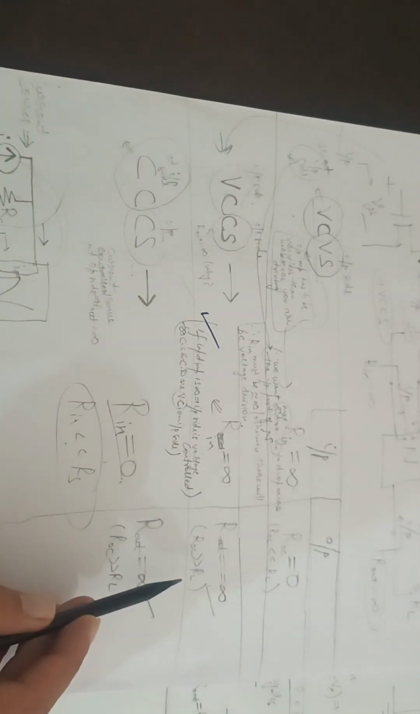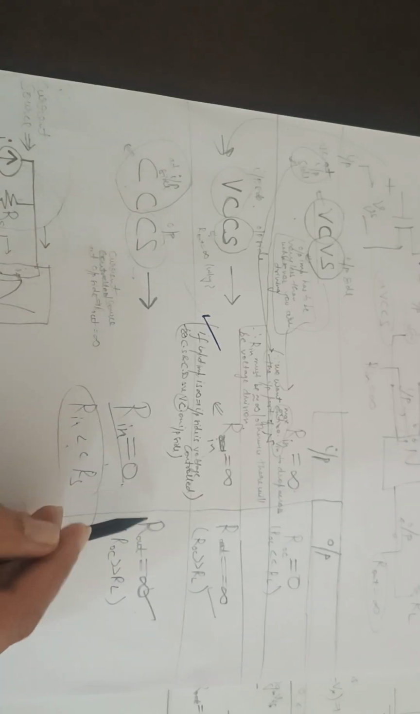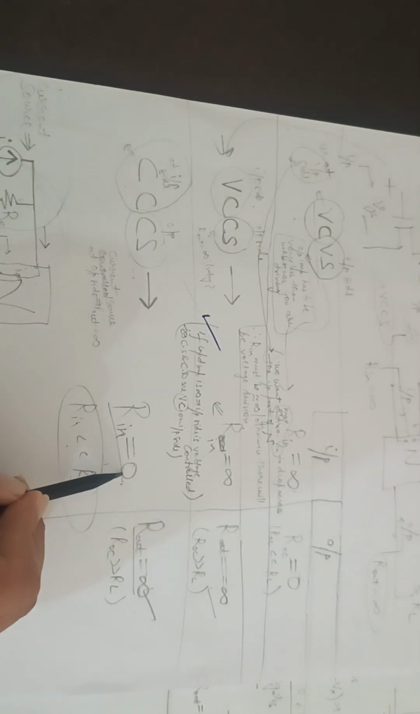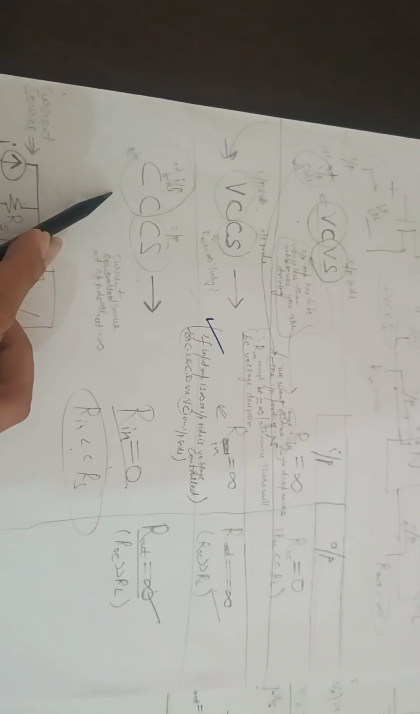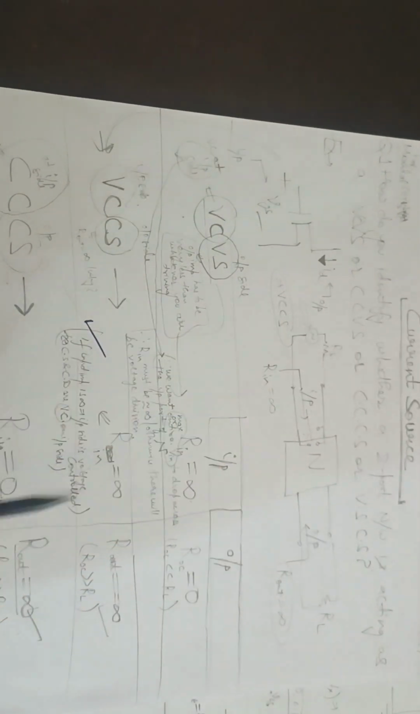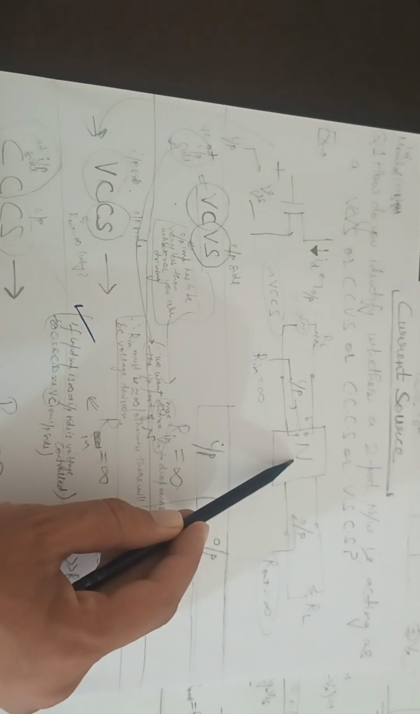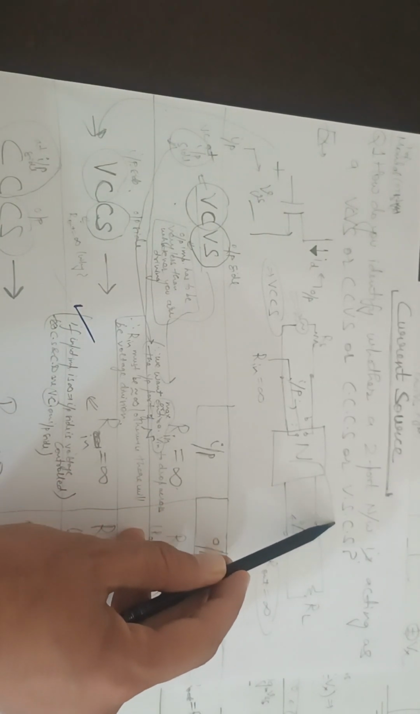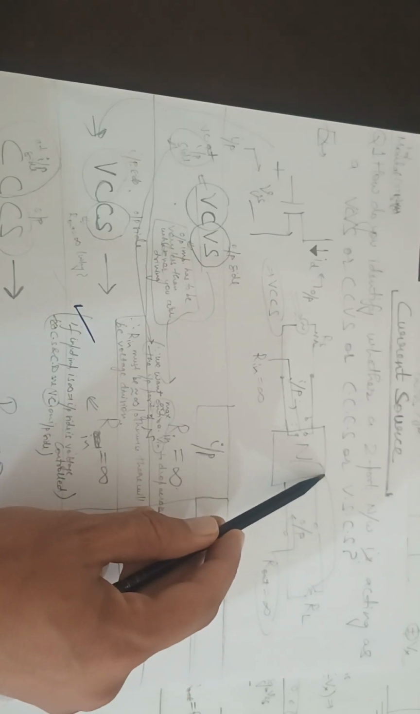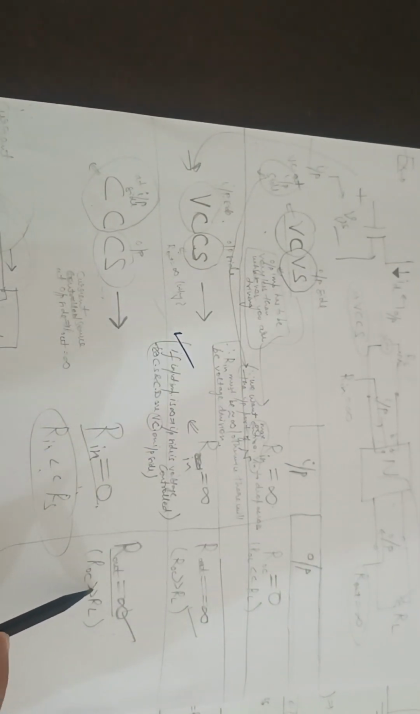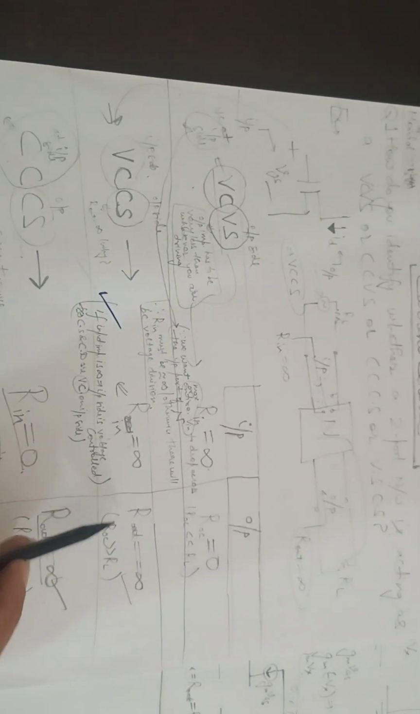If it is a current source, Rout has to be infinite and Rin has to be 0, so that maximum current can go into the two-port network, and Rout has to be infinite so that maximum current can be pushed by the dependent current source into the load and not into this Rout value. So when Rin is 0 and Rout is infinite, it is a current controlled current source, and when both are infinite, it is a voltage controlled voltage source.